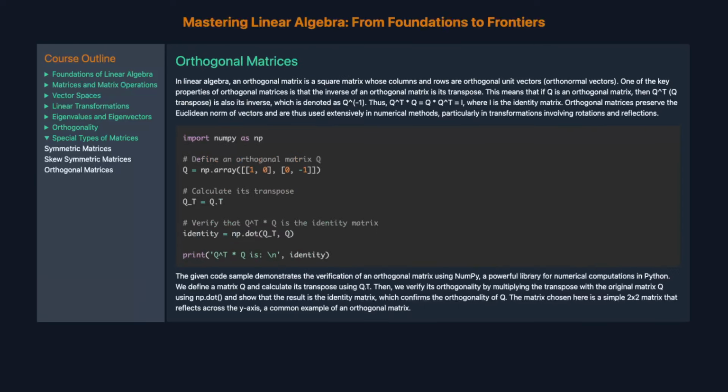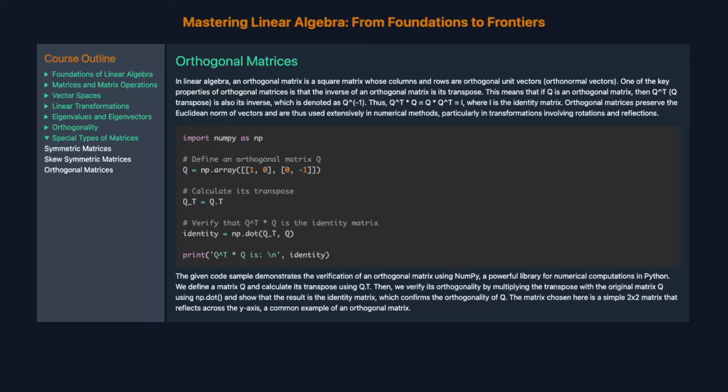Orthogonal matrices. In linear algebra, an orthogonal matrix is a square matrix whose columns and rows are orthogonal unit vectors, orthonormal vectors. One of the key properties of orthogonal matrices is that the inverse of an orthogonal matrix is its transpose. This means that if Q is an orthogonal matrix, then Q^T, Q transpose, is also its inverse, which is denoted as Q^-1. Thus, Q^T Q equals Q Q^T equals I, where I is the identity matrix.